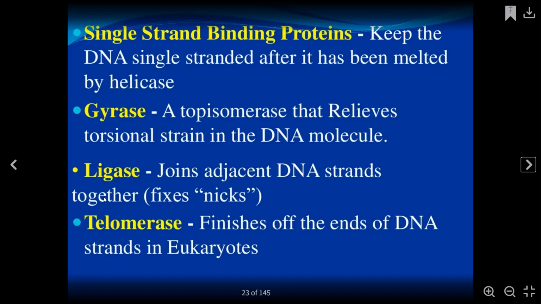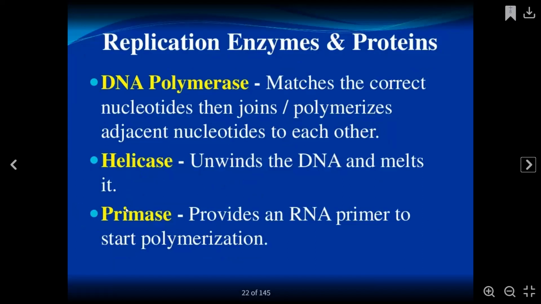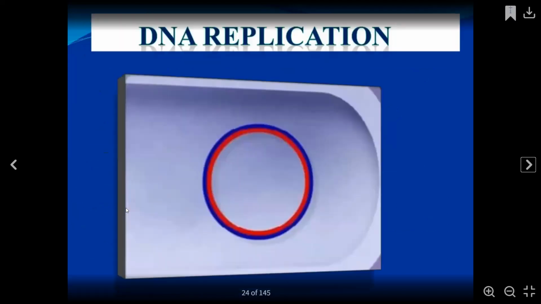And as you can see, the telomerase finishes the end of DNA strands in eukaryotes. Once the replication ends, it has to come up to an endpoint. So this endpoint is basically finished by the telomerase enzyme. So these are the enzymes. Just revise: DNA polymerase, helicase, primase, gyrase, ligase, and telomerase enzymes.